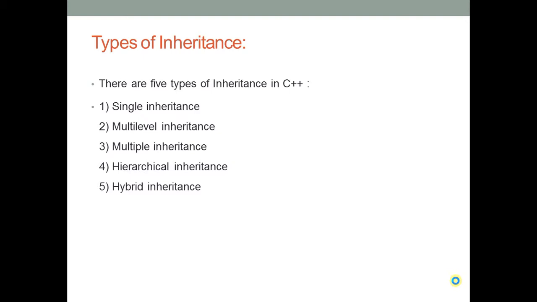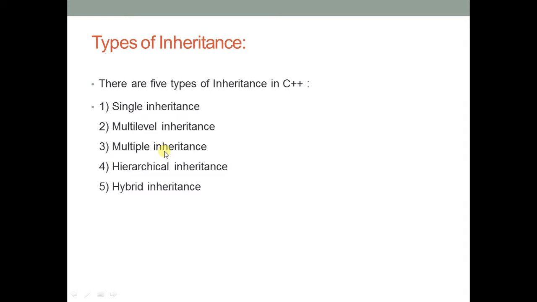So basically there are five types of inheritance: single inheritance, multi-level inheritance, multiple inheritance, hierarchical inheritance, and then hybrid inheritance. So we are going to see one by one in detail, theoretically. Like I said, today we will focus only on the theory portion. Next class we will be doing totally practical, or you can say programming.